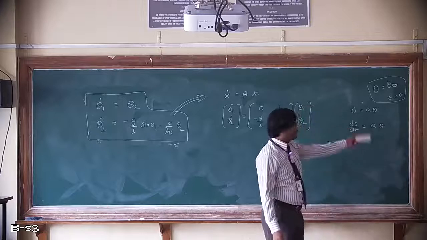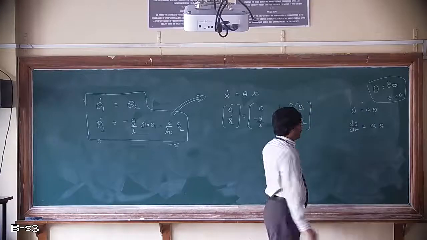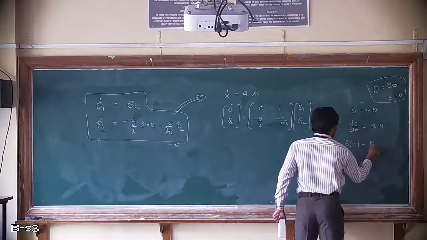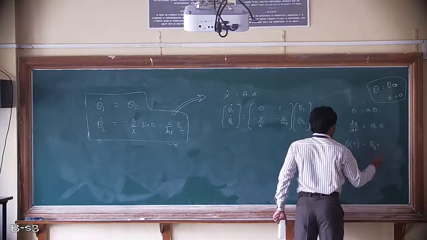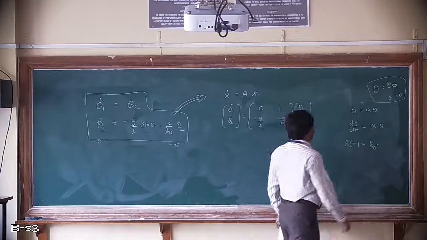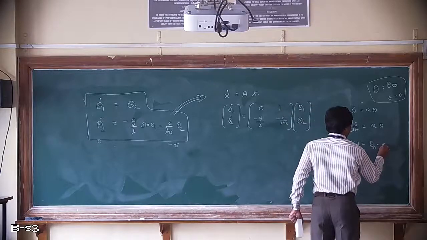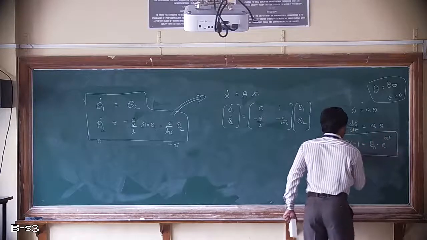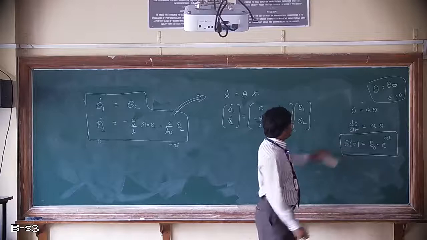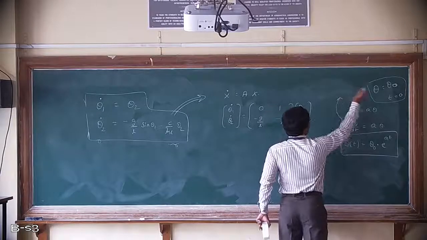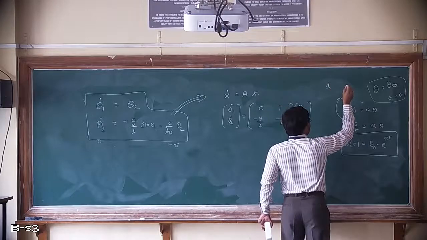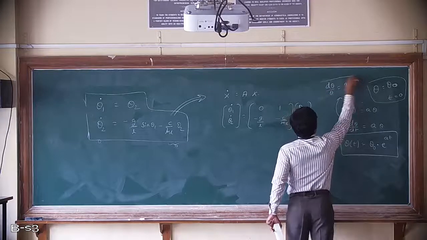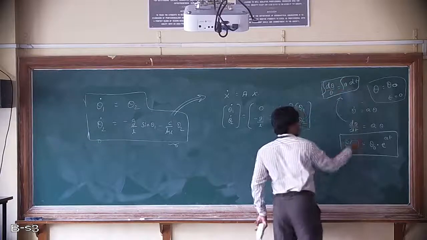If you use that initial condition, what will you get? The solution is like this: theta of t is equal to theta naught e power at. Just solve this by using the variable separable method. You know, right? d theta by theta is equal to a into dt. Just solve this equation, integrate both sides, and you will get this, no doubt.